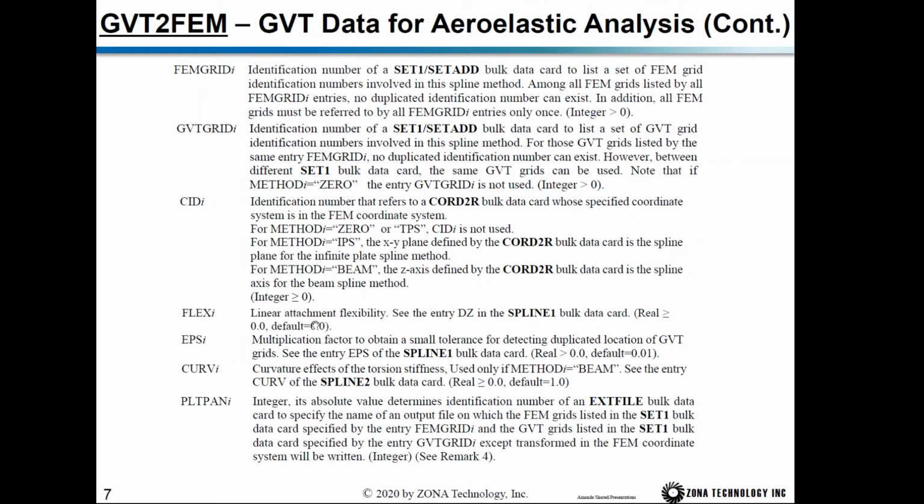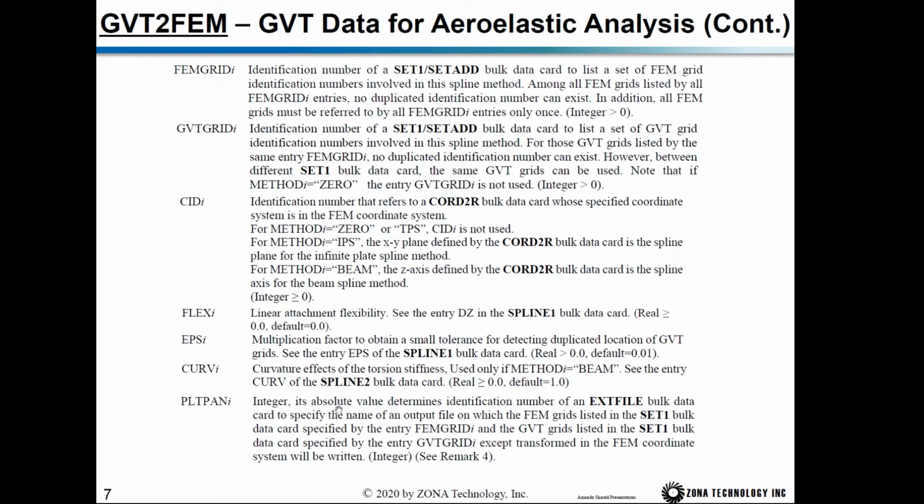Flex is usually set to 0. EPS is defined as a small tolerance. If two GVT grid points are located within the same tolerance, it becomes a fatal error. And CURVE is the curvature effect of the beam spline. And PLOTPEN is an integer.